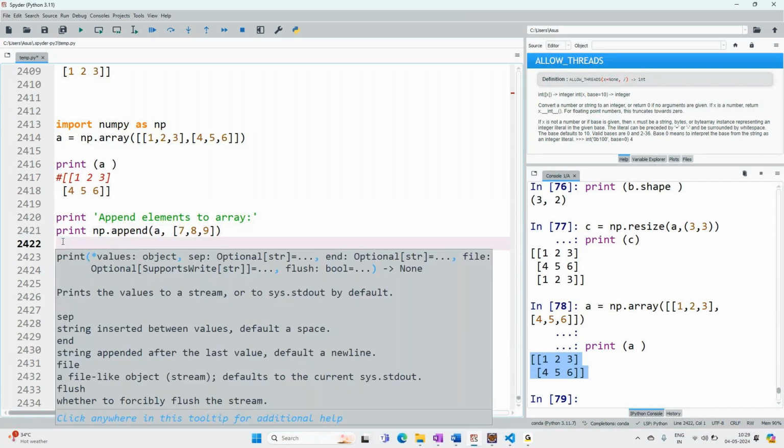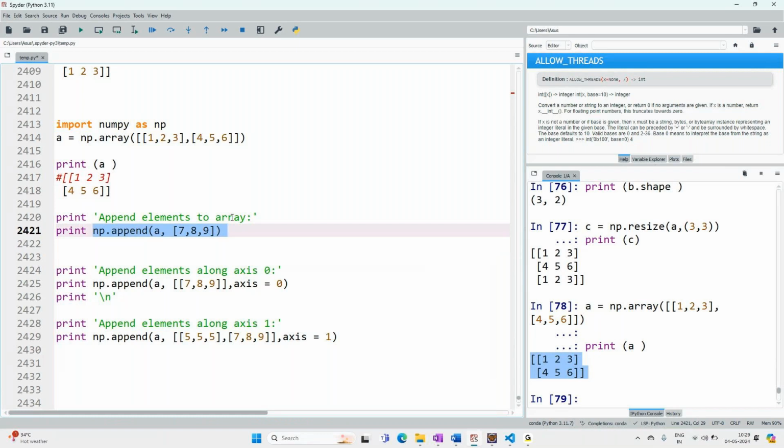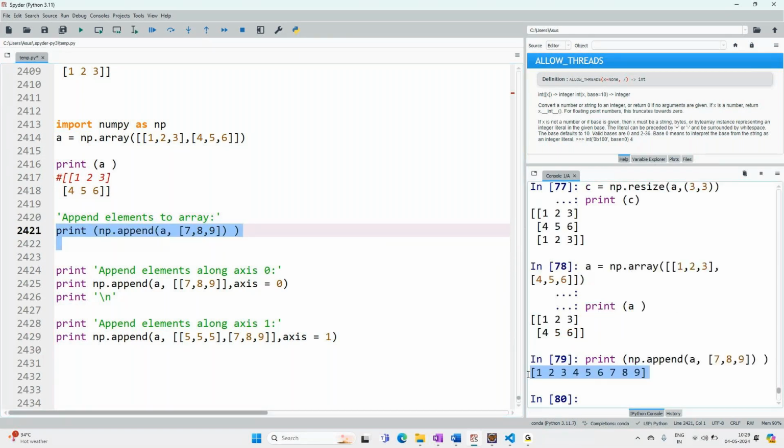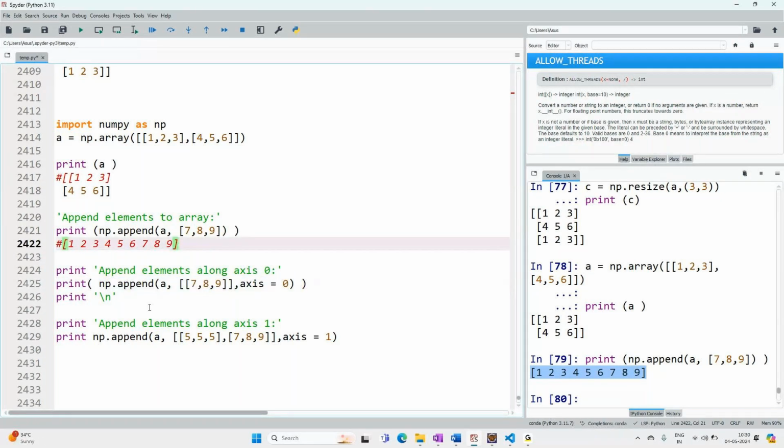As we are appending 7, 8, 9, appending means what it will do? Adding at the end. It will add the elements. So now what you observed here is it has converted into single dimensional. So 1, 2, 3, 4, 5, 6, 7, 8, 9 get added. So this is without axis. Now we will try to do with axis. So without axis means everything will be in one thing.